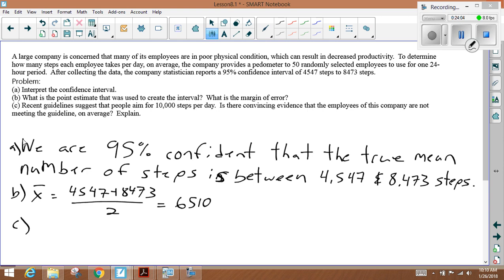All right, recent guidelines say people should aim for 10,000 steps per day. Is there convincing evidence that the employees of this company are not meeting the guideline on average? Yeah, because 10,000 is not in that interval, right?